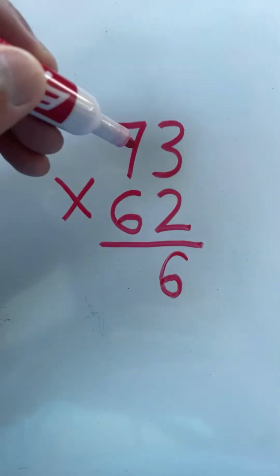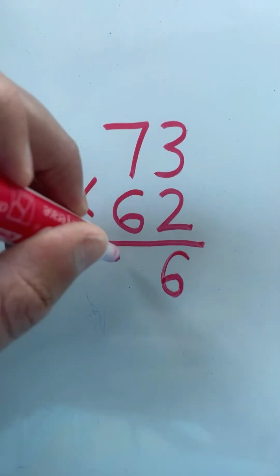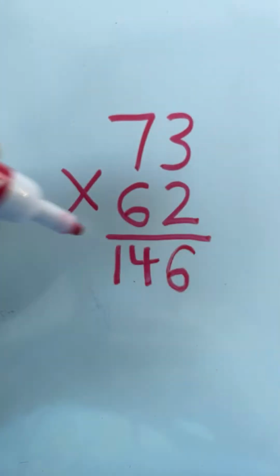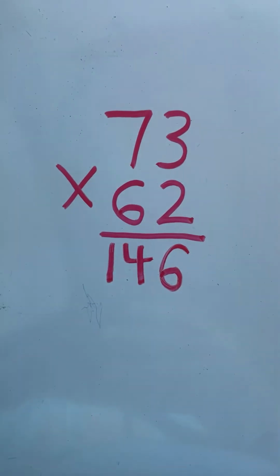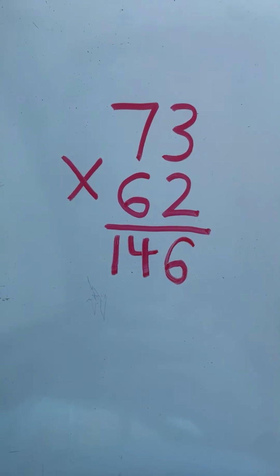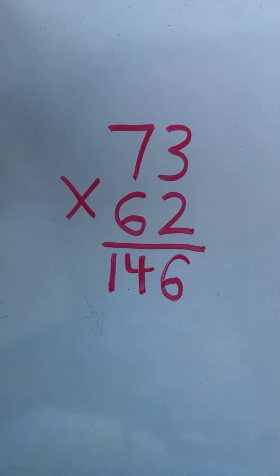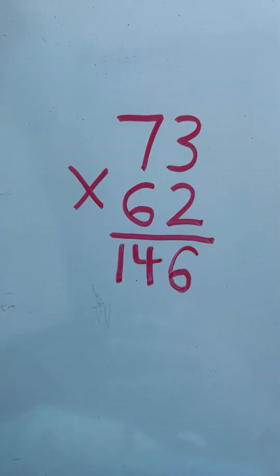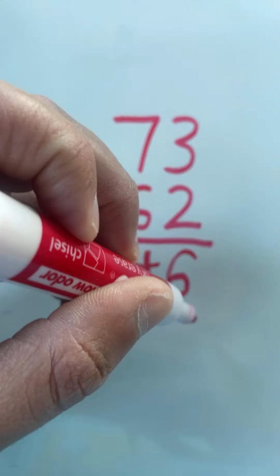Next we're going to multiply 7 times 2. 7 times 2 equals 14. So far, we've multiplied 73 times 2, and we have 146. Now, the next step is we have to multiply the top 2 digits times the bottom digit in the tens place. Now, since both digits in the ones place have already been multiplied, we're going to put a 0 in the ones place.